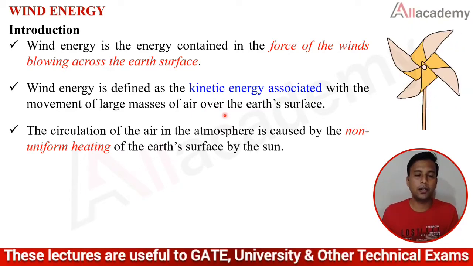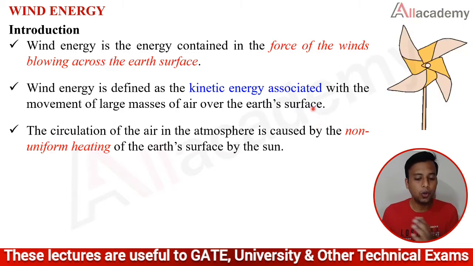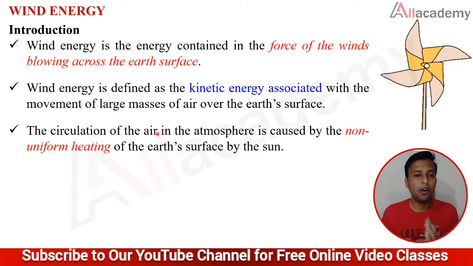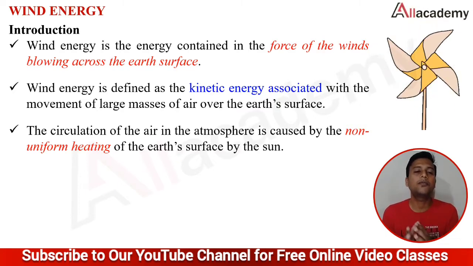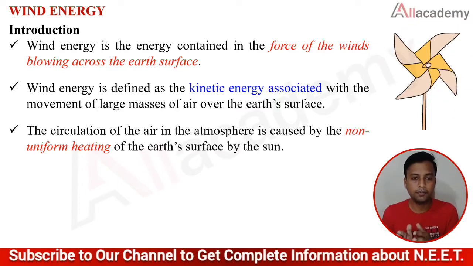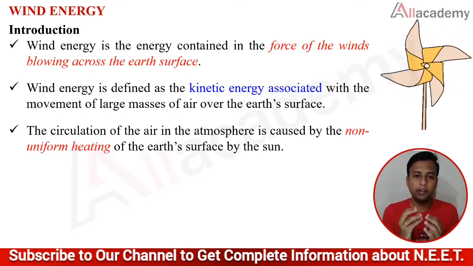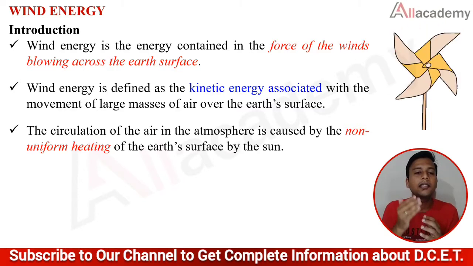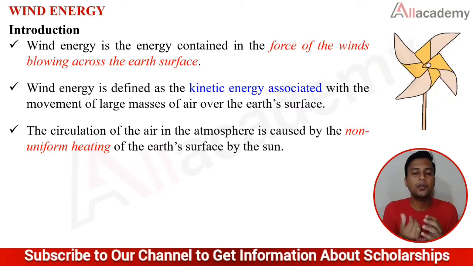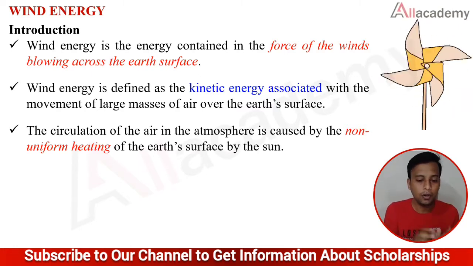This movement of air, or the circulation of air in the atmosphere, is caused by the non-uniform heating of the earth's surface by the sun. This non-uniform heating is because the earth is continuously rotating and changing its position. So the sunlight falling on the earth's surface will reduce in intensity as the earth rotates. As a result, there will be non-uniform heating with respect to time.